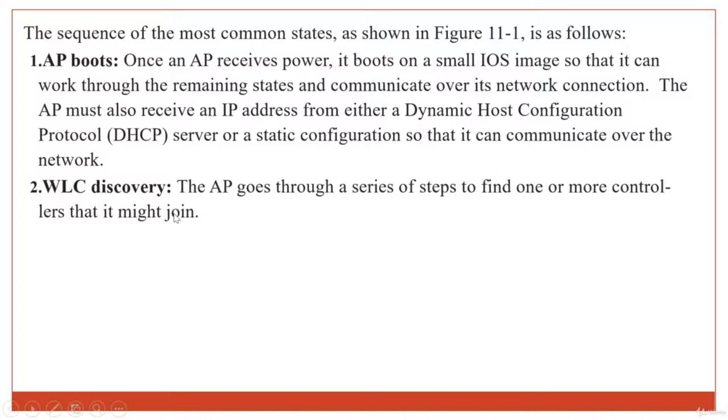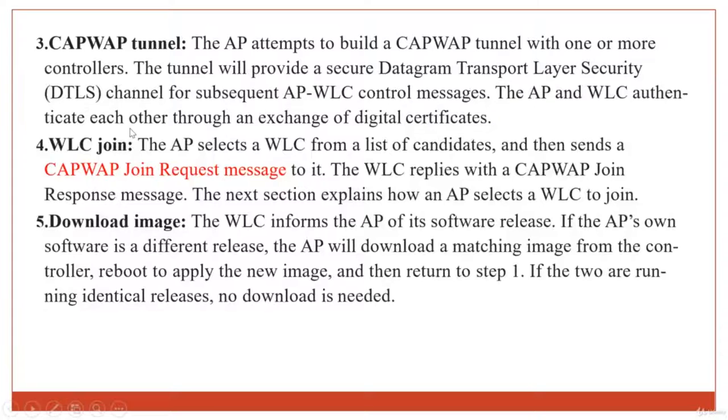Now, for WLC discovery, I have separate slides in detail on how WLC discovery happens. But the next step is that the AP will try to build the CAPWAP tunnel with the WLC. Inside that CAPWAP tunnel, we have the CAPWAP control tunnel, where we have the AP-WLC control messages. Next, the AP will send the CAPWAP join request, and for that request, the WLC will reply with a CAPWAP join response.